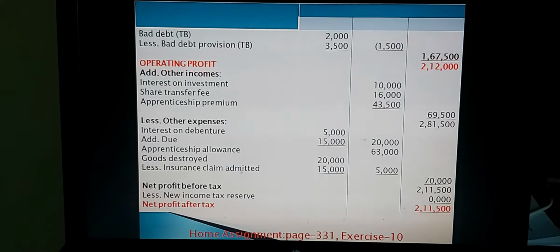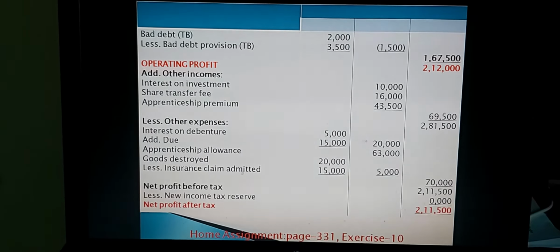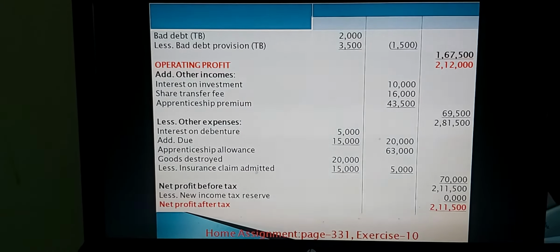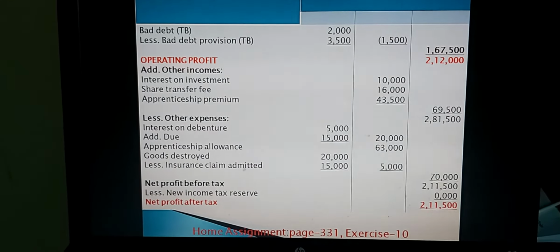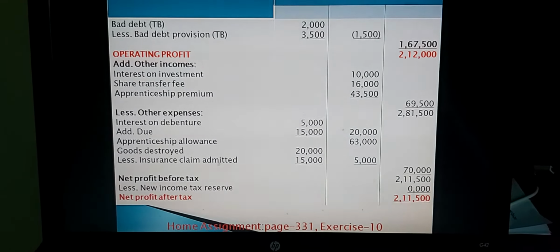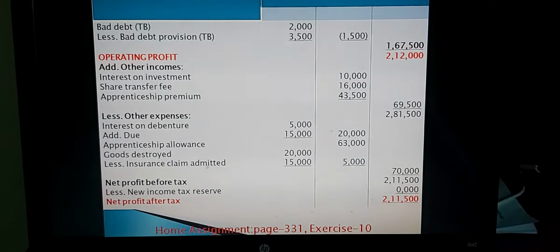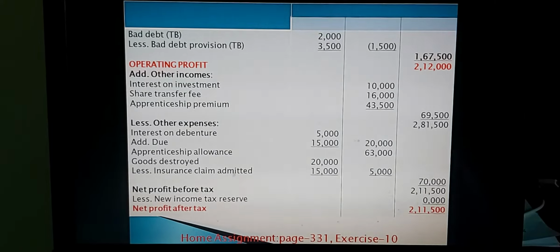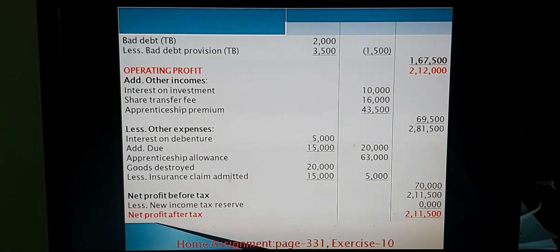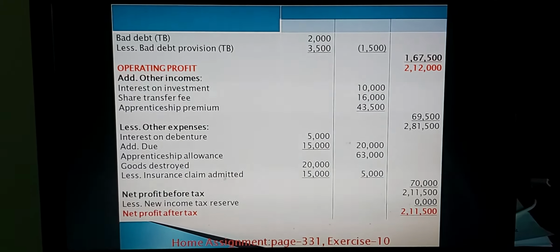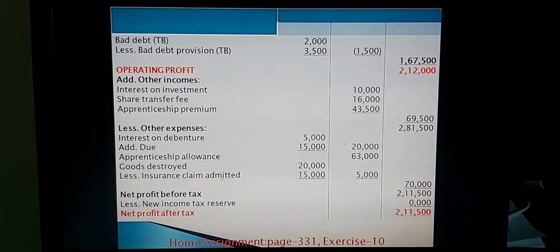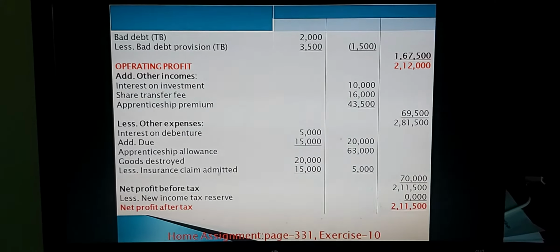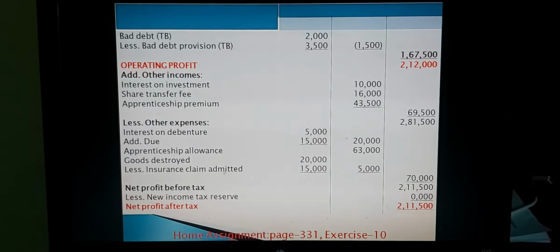Another item, bad debt in trial balance taka 2,000 and bad debt provision in trial balance taka 3,500. So when bad debt and bad debt provision are available in trial balance, it is treated as old bad debt and old bad debt provision. So all bad debt less all bad debt provision, that is the negative figure 1,500 in middle column. Now you can add to total operating expenses.